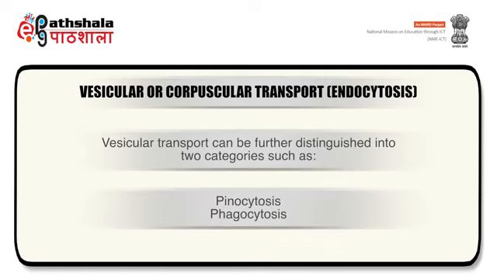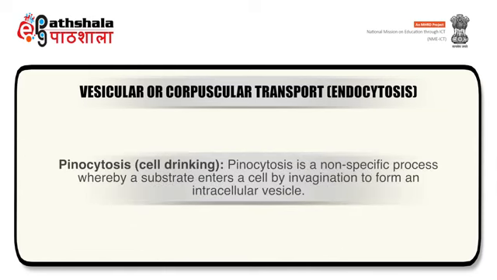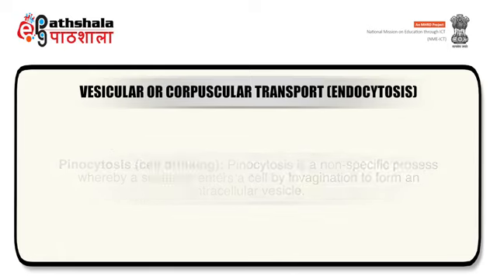Vesicular transport can be further distinguished into two categories, such as pinocytosis and phagocytosis. Students, first we discuss pinocytosis, and this is also known as cell drinking. Pinocytosis is a non-specific process whereby a substrate enters a cell by invagination to form an intracellular vesicle.